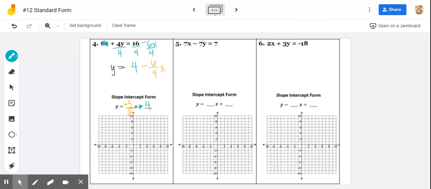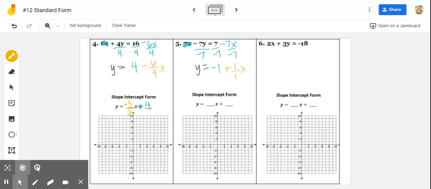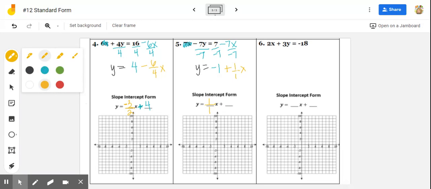And that 4 is positive, so we're going to keep that as a plus 4 at the end for our y-intercept. So remember, guys, you're moving the x, so not adding by 7x, but subtracting by 7x. Not multiplying by negative 7, but dividing by negative 7. So we end up getting 1 over 1x, or you could just put 1x, guys. And we also have a y-intercept here of not positive, but negative 1, so down 1.